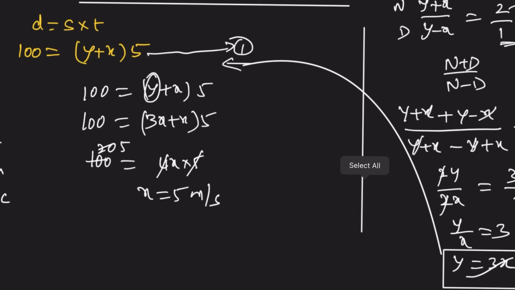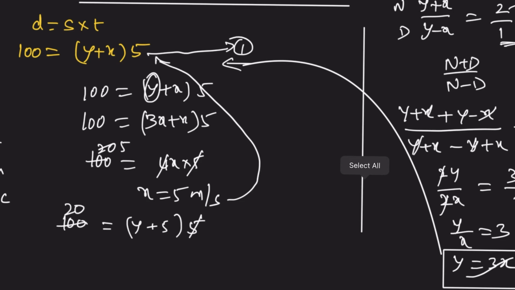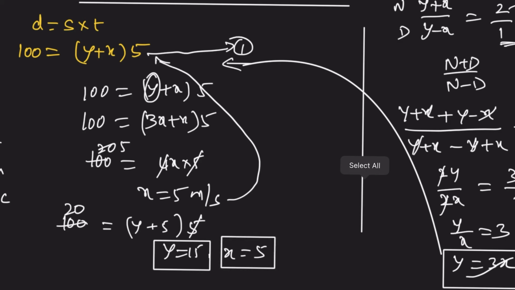So what is y? Again substitute this value in equation 1. See here, 100 is equal to y plus x, and what is x? 5 into 5, that is 25. Bring it to this side, then it becomes 100 minus 25... y is equal to 15. So y is equal to 15 and x is equal to 5 meters per second. Y is the velocity of the boat, 15, and the velocity of the stream is 5. The units of both are meters per second. So this is the answer.